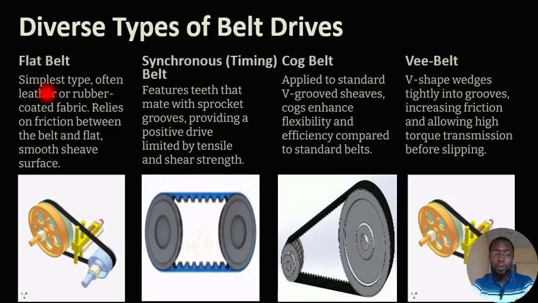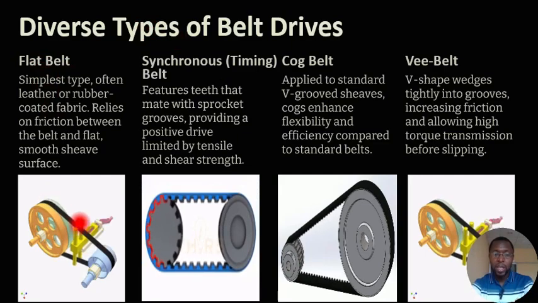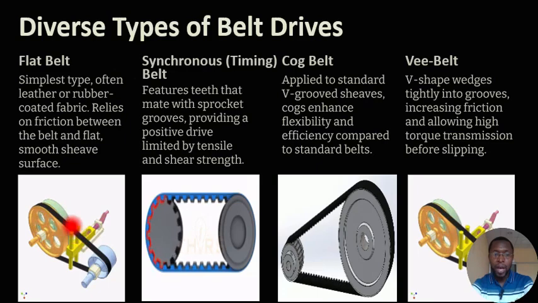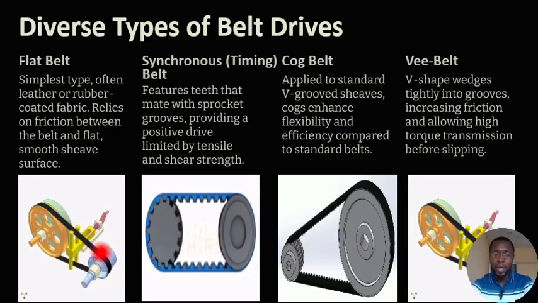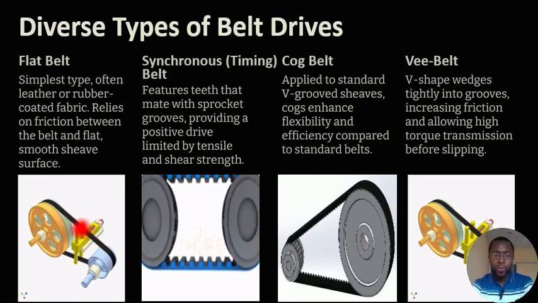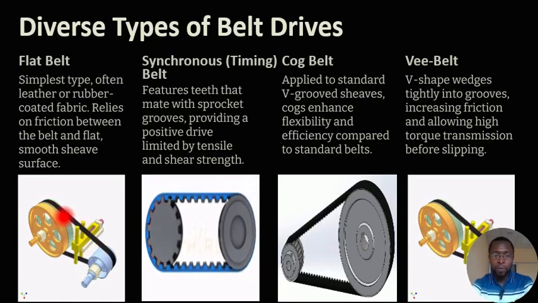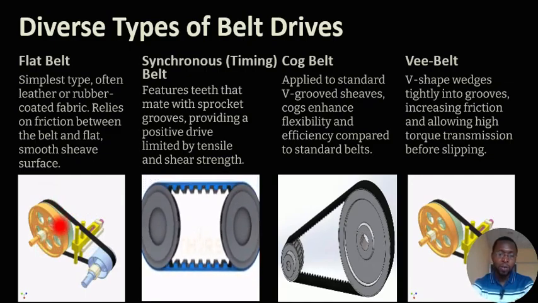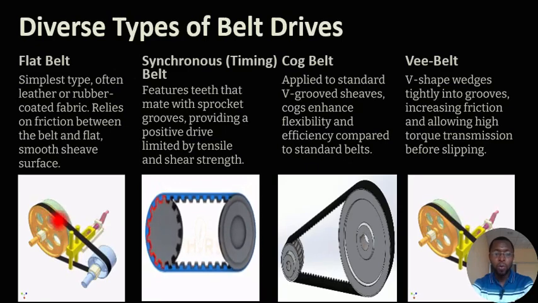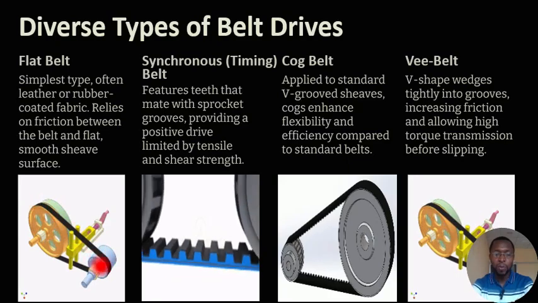We have the flat belt, as you can see it here. This is the simpler type of belt drive, and usually the belt is leather or rubber. So this black belt here is either rubber or leather, and it's usually coated with fabrics. So it relies on the friction between the belt itself and the surface of the sheath. The sheath now is the rotating shaft itself.